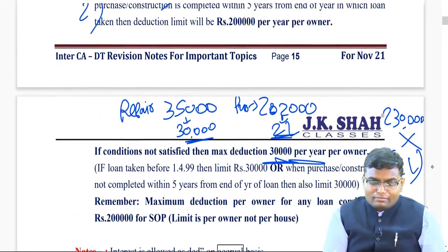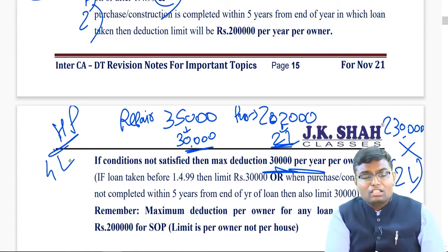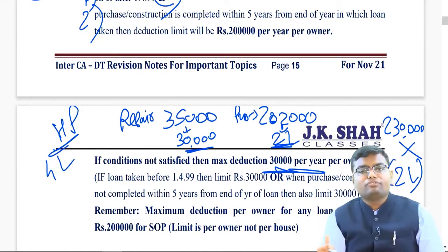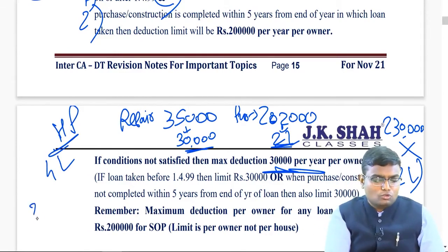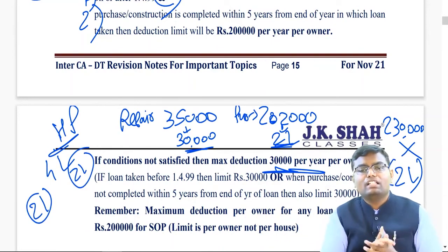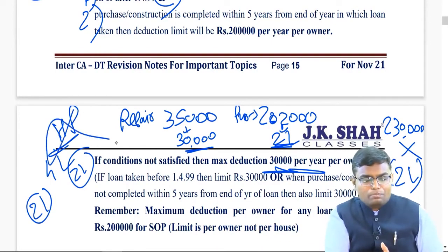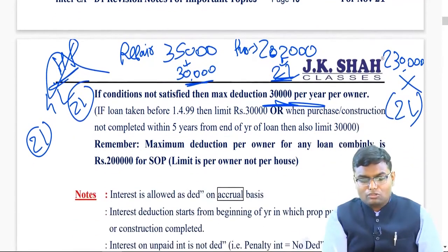But now let's say there is one house property for which I have taken the loan and the interest is coming to rupees 4 lakh. There are two owners, me and my wife. I am taking half deduction, my wife is taking half deduction, so 2 lakh coming to me, 2 lakh going to my wife. We both can get a deduction of 2 lakh each. The limit of 2 lakh is not per house property, it is per owner, per owner combinedly of all SOP. Are you understanding this, people? Yes or no?